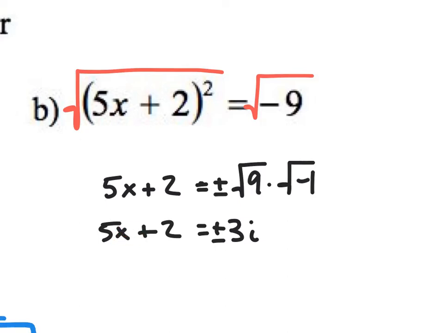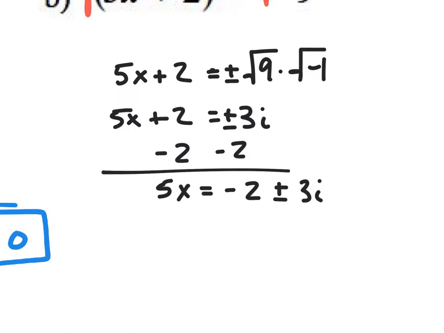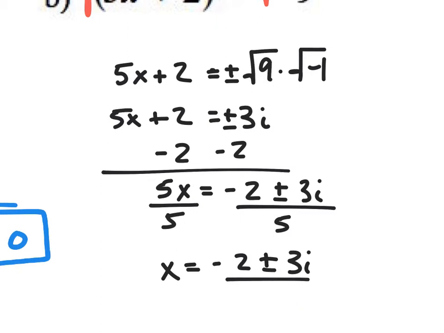So what I'm going to do is subtract 2 from both sides, and I'm going to get that 5x is equal to negative 2 plus or minus 3i. Now if I divide both sides by 5, I get x is equal to negative 2 plus or minus 3i over 5.